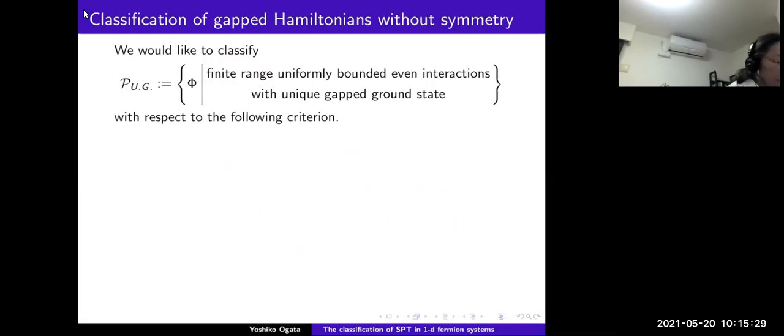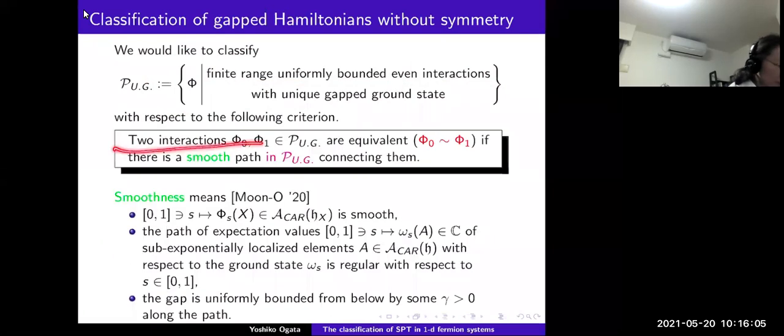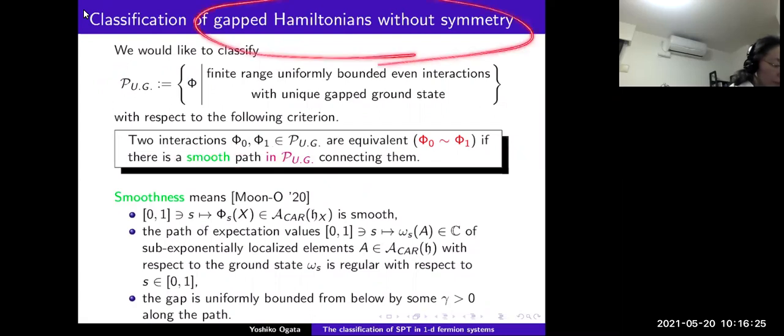Now I'd like to move to the classification problem of gapped Hamiltonian without symmetry. First of all, what I would like to classify is the following set. That is a finite range uniformly bounded even interaction with unique gapped ground state. That is a kind of interaction I'm interested in this talk. And we would like to classify them in the following criterion. That is, two interactions in this set are equivalent, and I write like this, if there is a smooth path in this set connecting them. That is the definition of the criterion of the classification of a gapped Hamiltonian without symmetry.